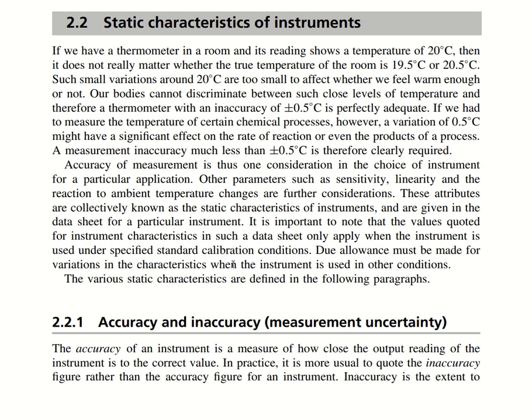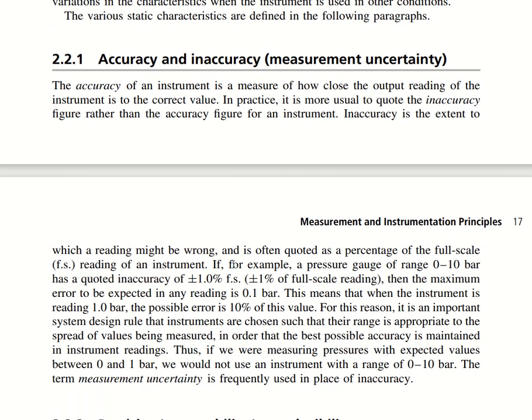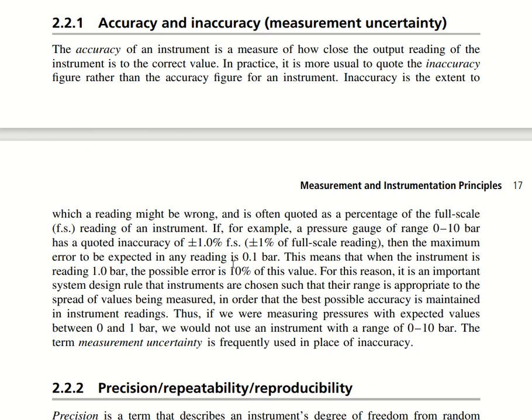It's also important to note that the values quoted for instrument characteristics in such a data sheet only apply when the instrument is used under specific standard calibration conditions. Due allowance must be made for the variation in the characteristics when the instrument is used in other conditions. Now let's see a few of them: accuracy and inaccuracy, or measurement uncertainty, as it is called. The accuracy of an instrument is a measure of how close the output reading of the instrument is to the correct value.